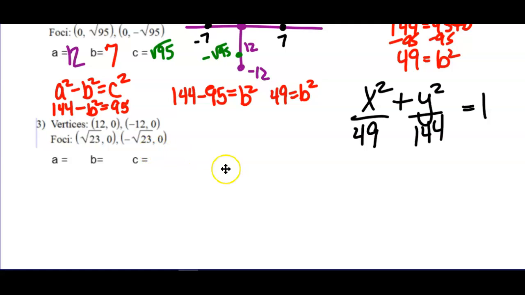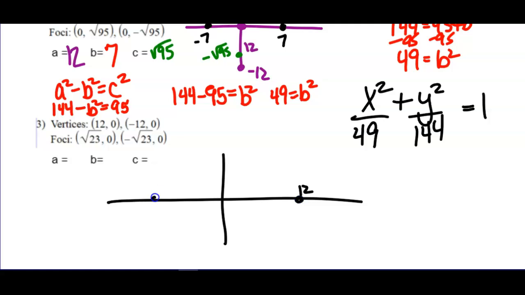Do we have 12s again? But this one goes across. Okay, so 12, 0 and negative 12, 0 are the vertices. So that means the center is at 0, 0. The major axis is 24 long. Major radius is 12. A is 12. All right.